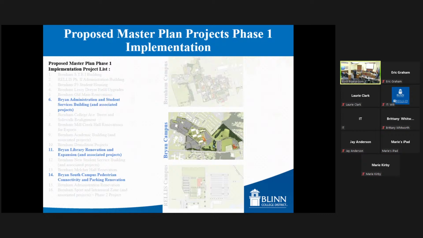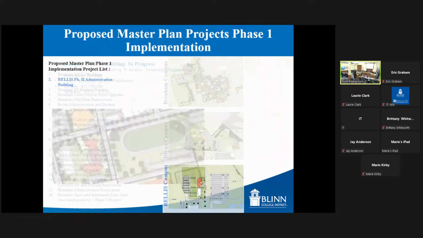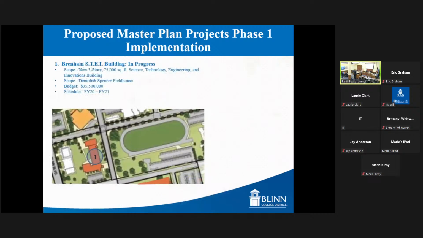We also have the Bryan Library renovation and expansion, as well as the South Campus pedestrian connectivity and parking renovation for the Bryan campus. On the Rellis campus, our only phase 1 project is the Rellis phase 2 administration building, currently underway. They're topping out the steel now, and we are still on schedule for opening that building this time next year. So I'm going to begin going into a level of detail.